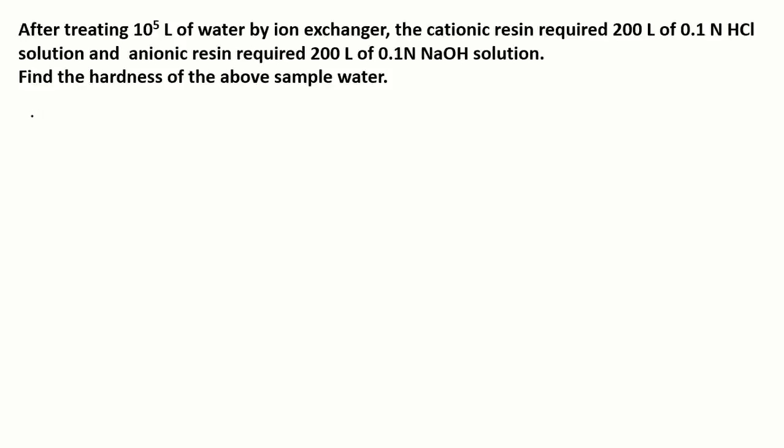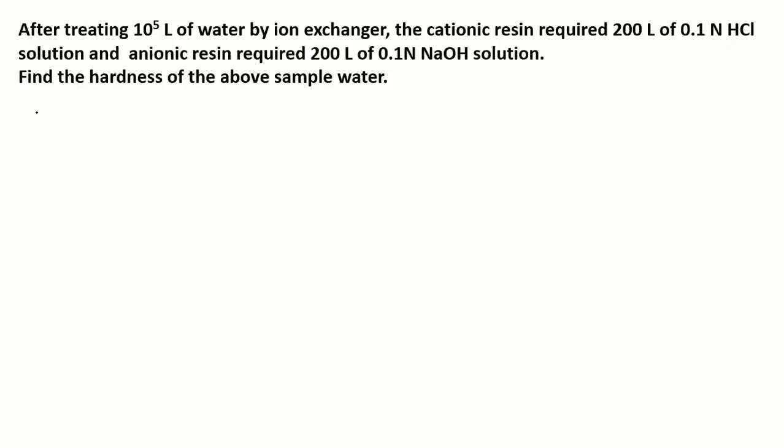Let us try to solve a numerical based on ion exchanger. Okay, so here the question is, after treating 10 raised to 5 liters of water by ion exchanger, the cationic resin required 200 liters of 0.1 normal HCl, and an anionic resin required 200 liters of 0.1 normal NaOH solution. Find the hardness of the above sample.